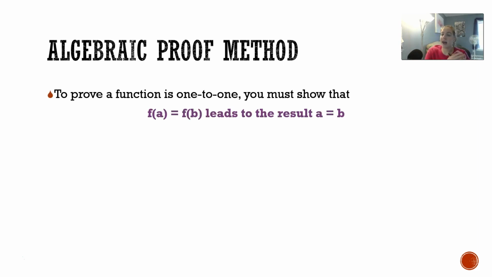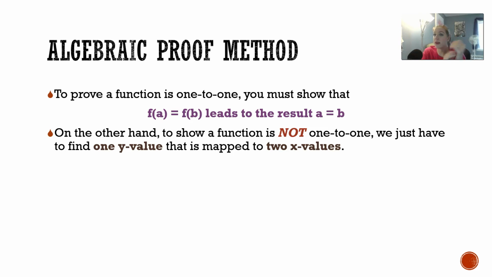The first way is the algebraic way. To prove a function is one-to-one, you must show that f of a equals f of b leads to the result that a equals b. Essentially, if you're plugging in two different x values, the only way that the y values, f of a and f of b, are equal is if those two starting x values are equal themselves. Once you show that, that would be proof enough that they are one-to-one.